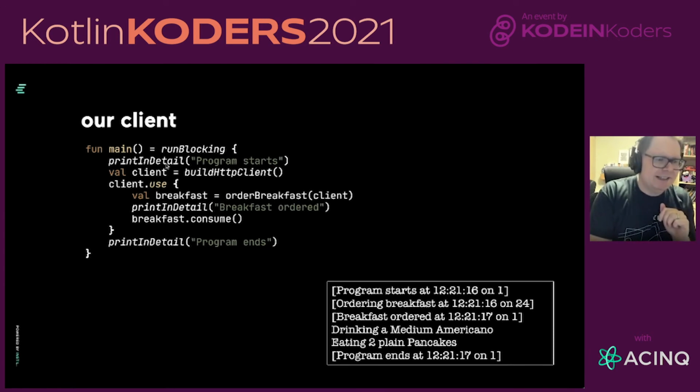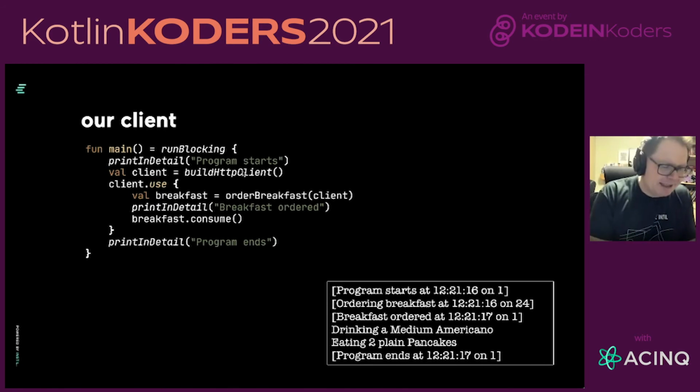Here's our client side. So in our client side, we've got our main function, of course, and we're going to go out and call runBlocking, which must only ever be used in demos, and not anywhere else. And then we've got a helper function called printInDetail. So printInDetail is going to print a message along with the current time and thread. So if we look at the output, we can be sure that we're switching threads.